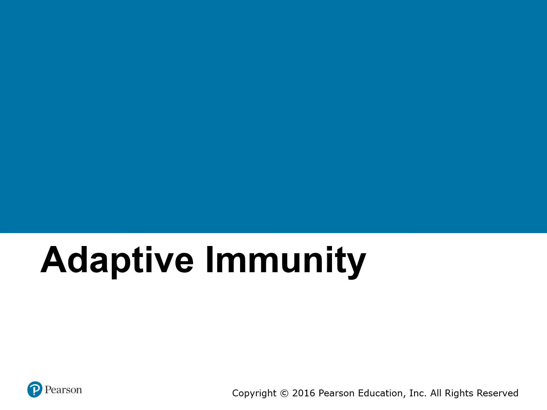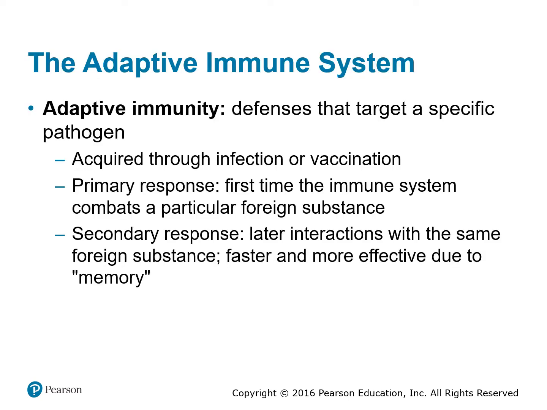Hello, today we are going to talk about the adaptive immune system. Our adaptive immune system targets specific pathogens. We're going to talk about the major cells that play a role and they are actually part of our adaptive immune system, such as our B cells and T cells. And we're going to talk about how they target and how they bind to these pathogens.